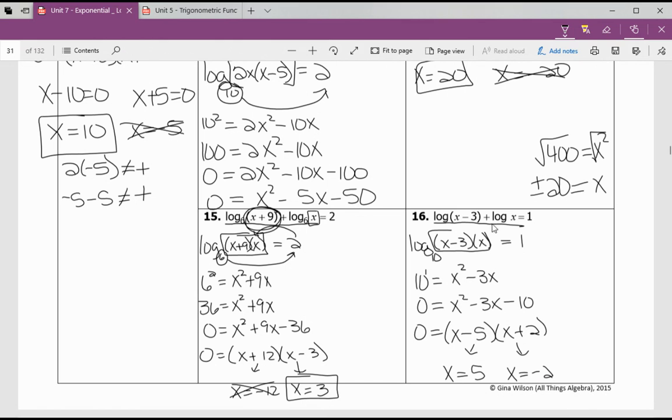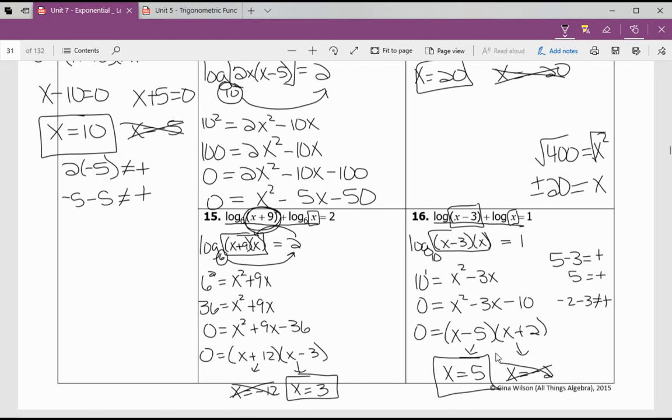When I check my numbers, 5 minus 3 does equal a positive. When I check this number, 5 automatically is positive. But when I plug in negative 2, negative 2 minus 3 does not equal a positive. So I throw that one out and I keep this answer.